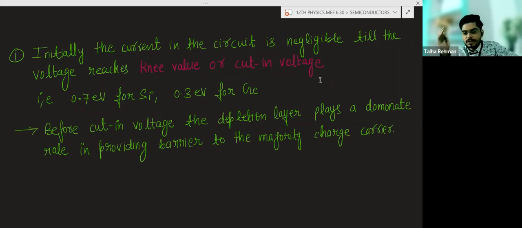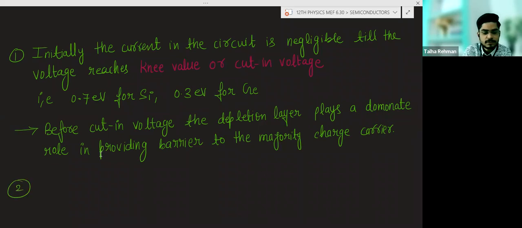Initially, when the applied voltage or the net voltage is below the knee voltage, the thickness of the depletion layer will be more, and it will provide a barrier to the majority charge carrier. Motion of the majority charge carrier will be less, and that is why the current is less. When we reach the knee voltage, the potential barrier will vanish, and now the charge carriers can flow easily and the current will suddenly increase.